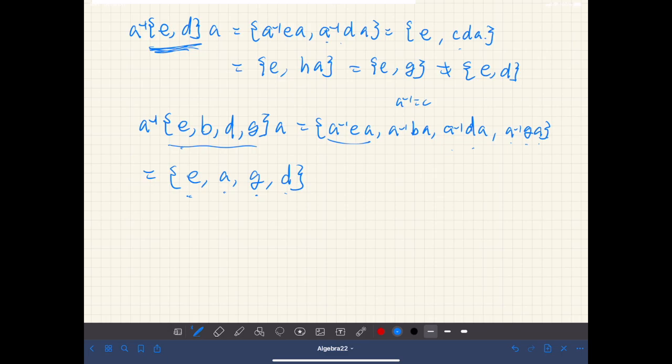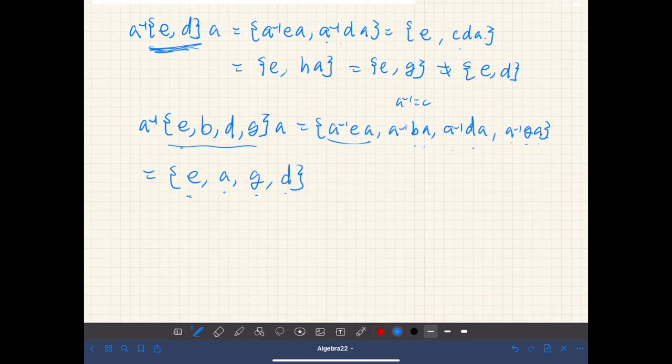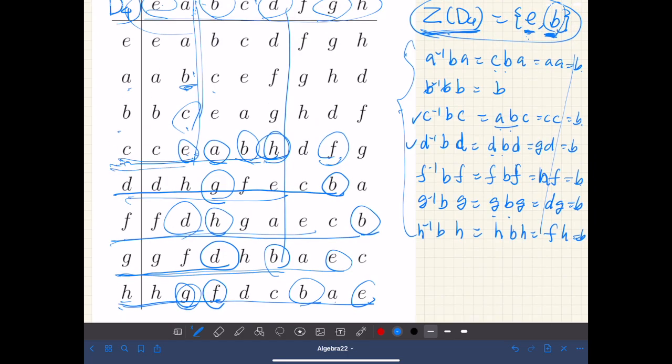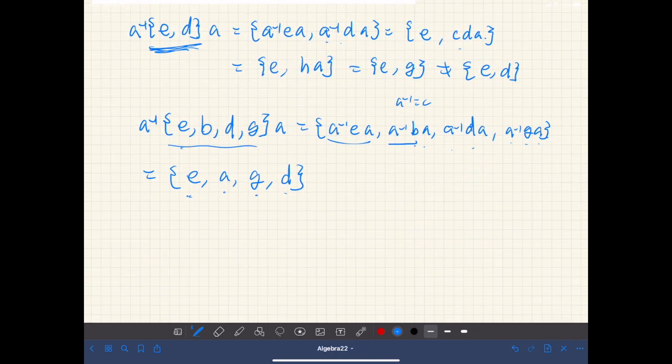Oh, wait a minute, something is wrong. BA is, I think, C. Okay, sorry. Wait a minute. CB is A. Okay. And CB is A, and A squared is B. Okay, so this should be B. Okay. Anyway.